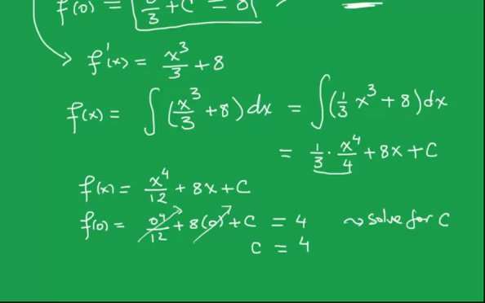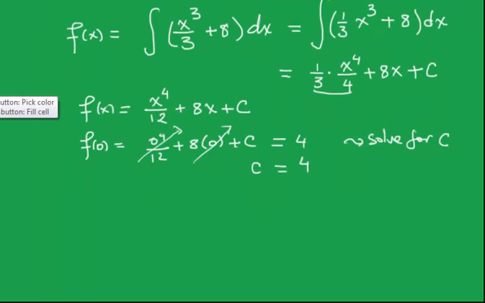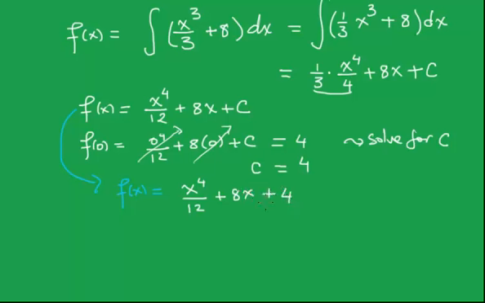Now that c equals 4, I can write out the solution. So the solution here is f of x is equal to x to the 4th divided by 12 plus 8x plus, now I know c is 4, so this is the final answer.